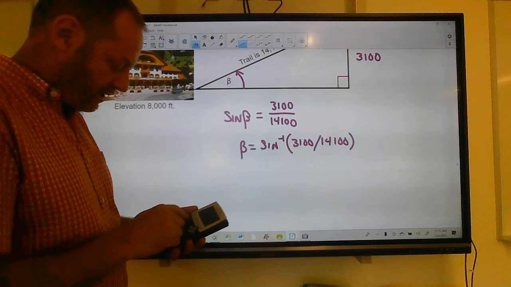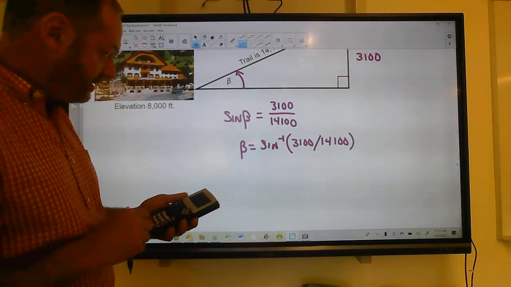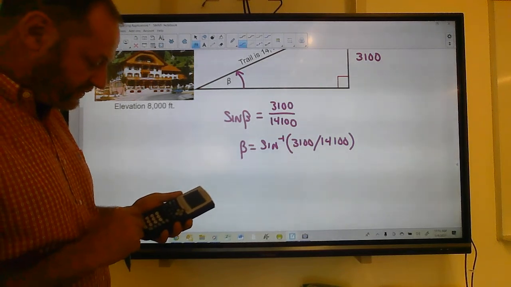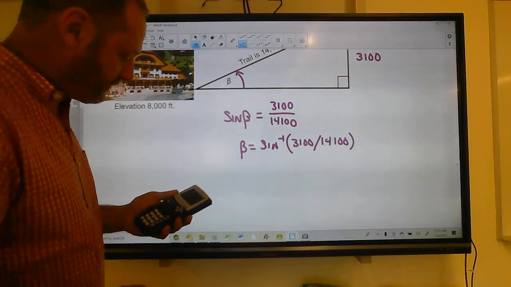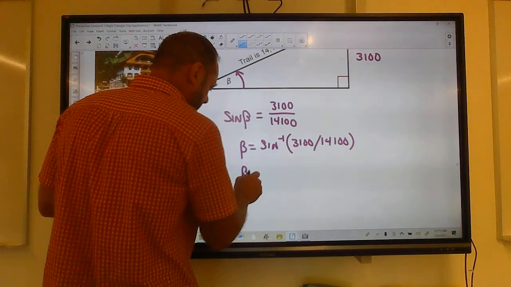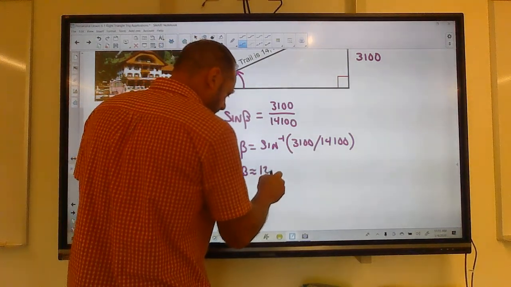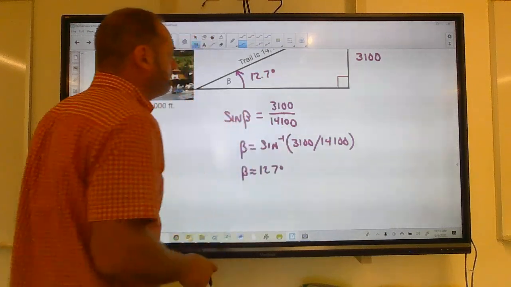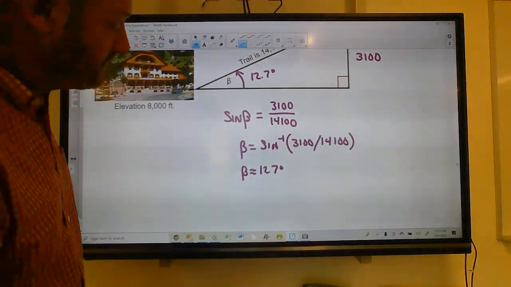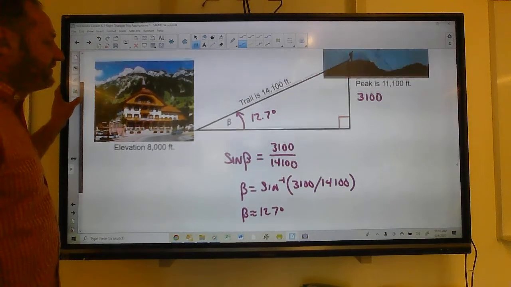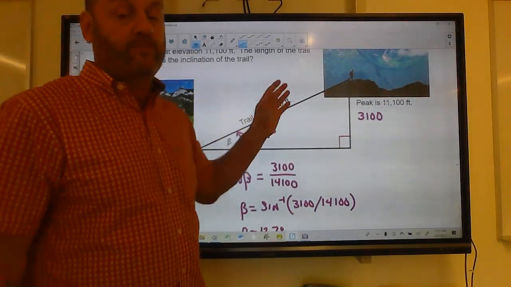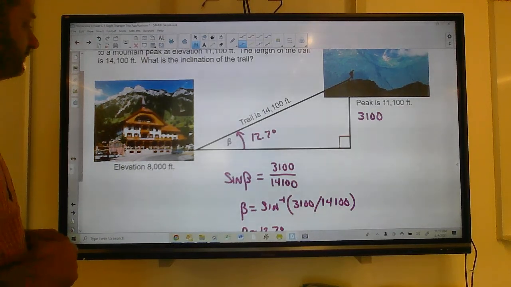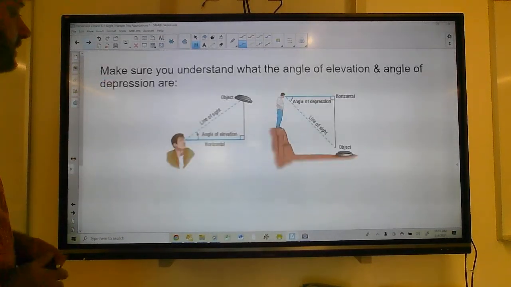Okay, so arc sine, second sine, 3,100 divided by 14,100, close my parentheses. Beta comes out to be 12.7 degrees. Now, it doesn't seem like a very big angle, but let me tell you, that's a steeper incline than you think it is.